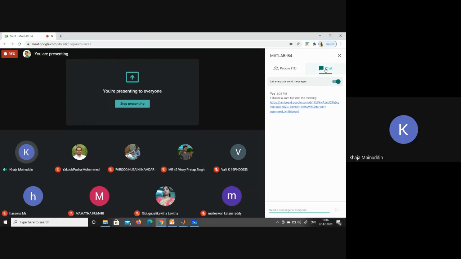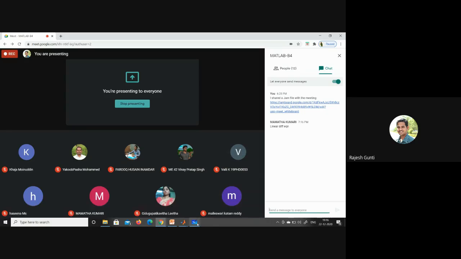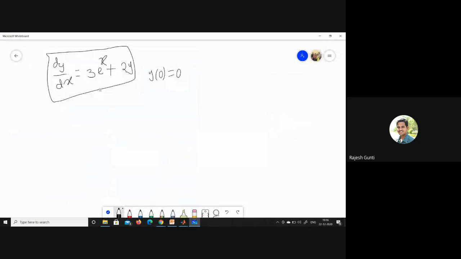Sir, it's linear, we can solve. Yes sir. Linear first order differential equation. Am I correct, sir? It is a first order linear differential equation, so we can easily solve it. Mamta Kumari also said it is a linear differential equation, linear in y.